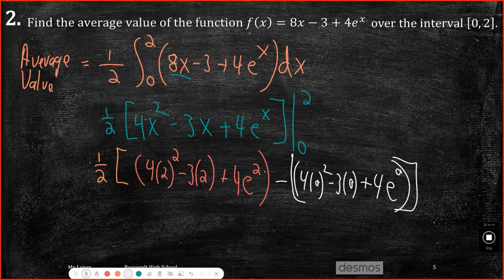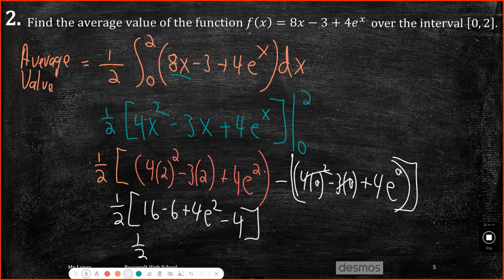All right. 2 squared is 4, times 4 is 16. It's just the algebra of it. 16 minus 6 plus 4e squared. Minus, that's gone. Minus 4. What's e to the 0? So it's minus 4? Minus 4. Yes? And so it's going to be what?